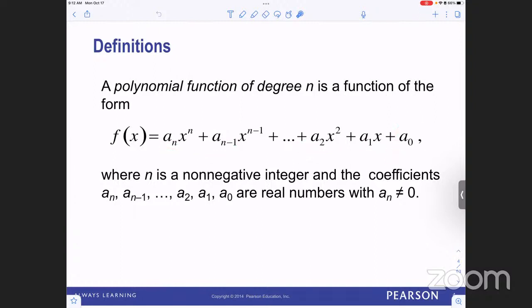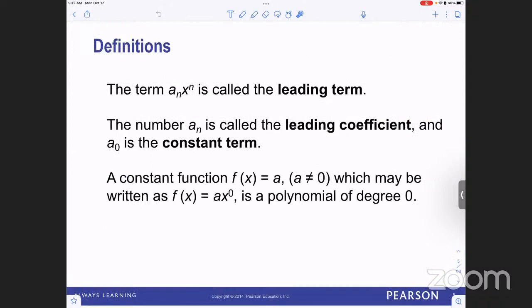Let's keep going and get through some of this terminology. The term a sub n x to the n is called the leading term. That pops up a lot, we use that a lot. The number a sub n is called the leading coefficient, and a sub 0 is the constant term, so that's usually just some real number.